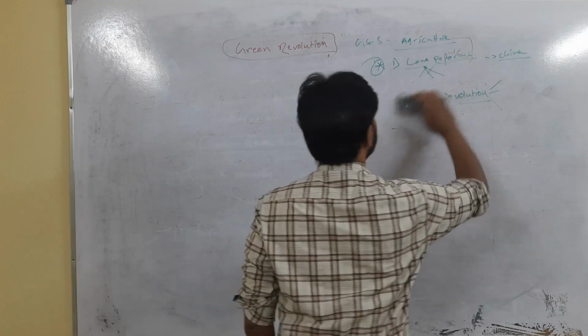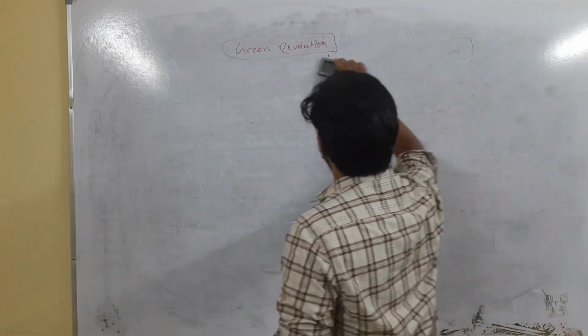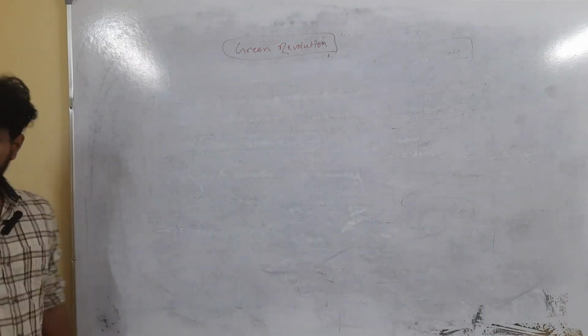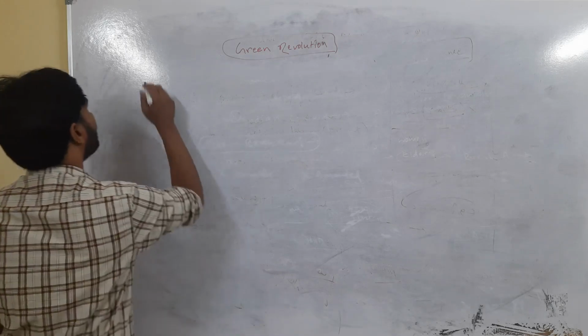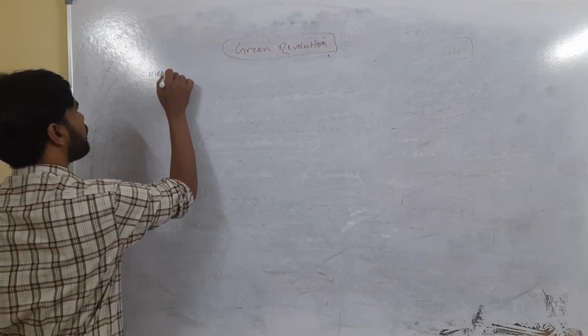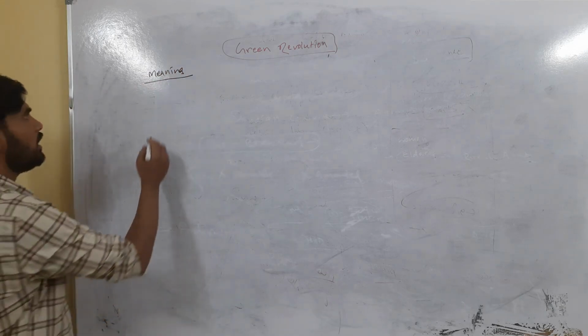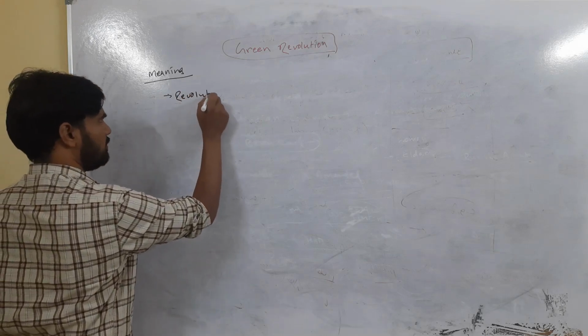First of all, think about the words. What is the meaning of revolution? What is the meaning of green? And combined, what meaning will they give? So the meaning or definition of green revolution: the word we will first try to understand.